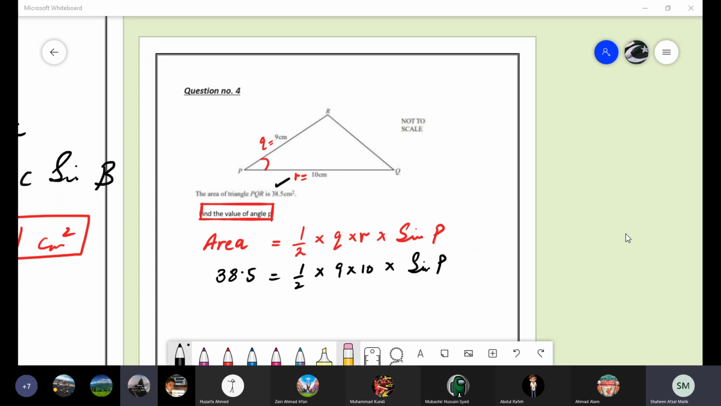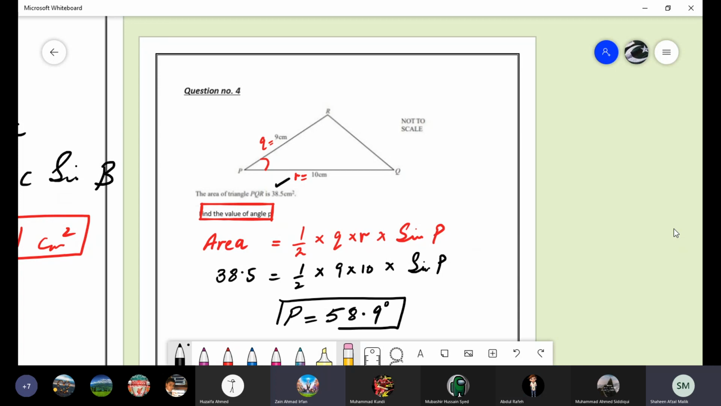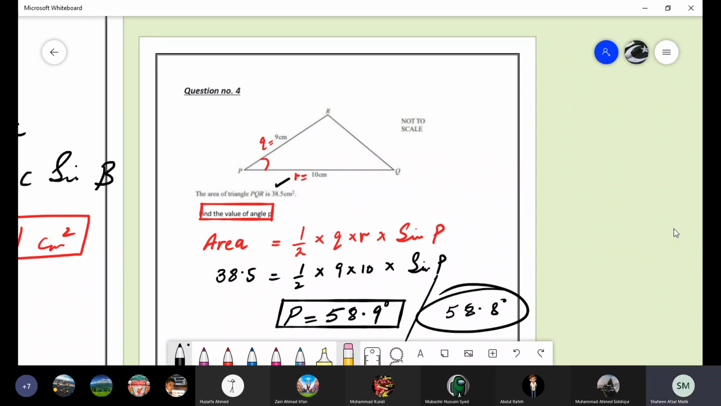Ma'am, I got the answer 58.9. Yes, Ahmad Siddiqui, what's the answer? 58.9. 58.8. Can you convert that 58.8 to make it 58.9? Because I also get the same answer as Ahmad Siddiqui, 58.9. Yes, ma'am. So you can write 58.8, no problem. 58.9 or 58.8, yes, boys, you get the same answer.